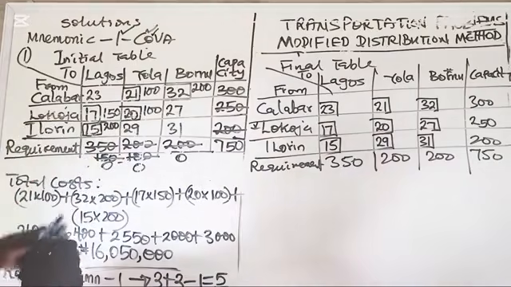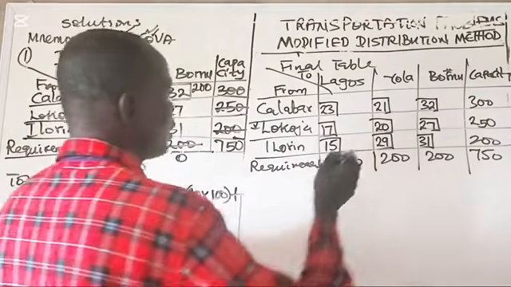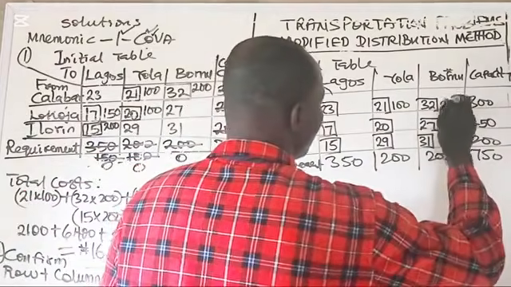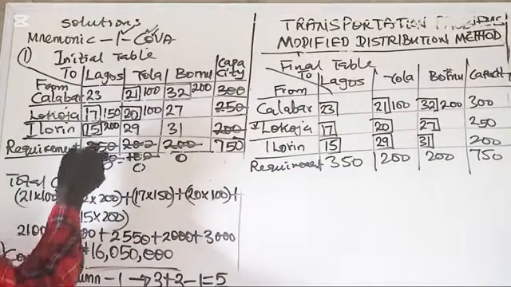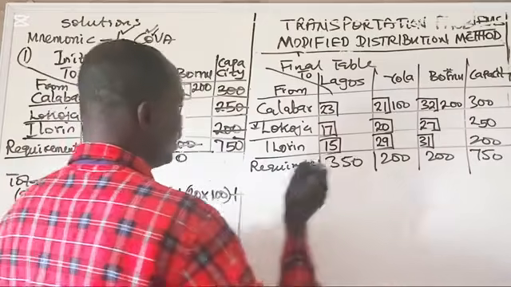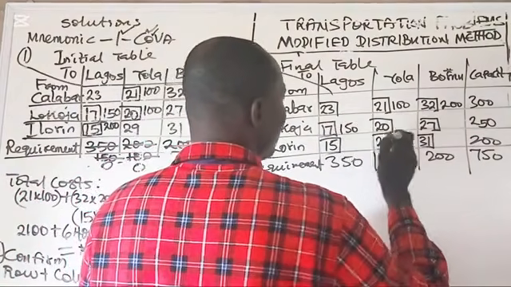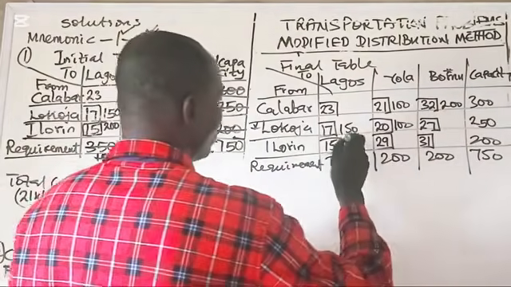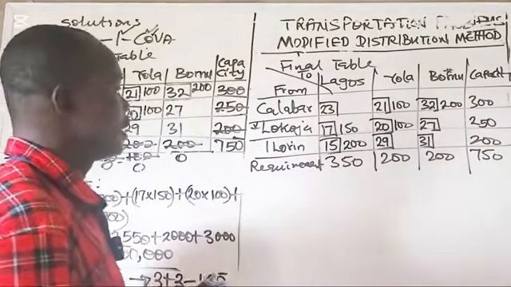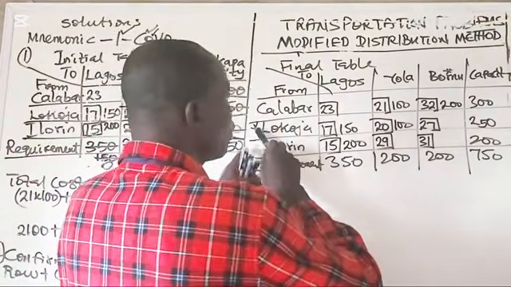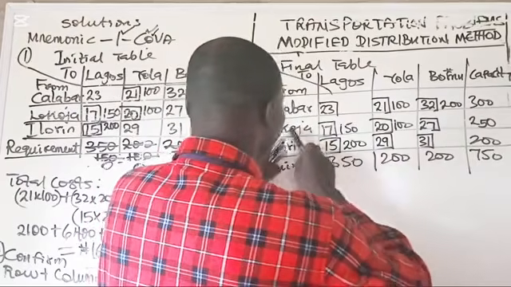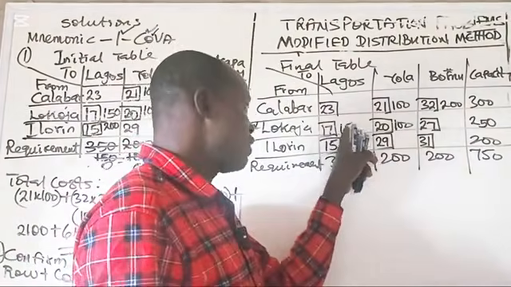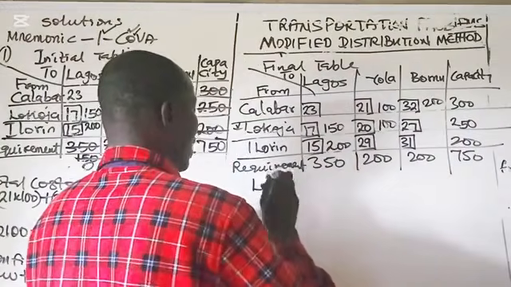If you look at the assignments that were made earlier, here you have 100. Here we have 200. Here we have 150, 100, 150, 100. Then here we have 200. So these were the assignments that were made. So we want to trace a closed loop between Lokoja and Borno. Between Lokoja and Borno, the assignment that was made, the lowest one should always be used. If you use 150, it will turn out wrong. So the adjustment.